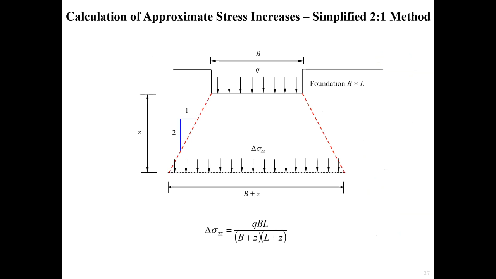Okay. Now we go to another approximate method, called the simplified 2-to-1 method. This is a very rough method to calculate the stress increase. This is for rectangular loading. Again, this is a side view. This is B. You have B here, and L here. This is a rectangular loading. And if that's the ground, you have the surcharge.